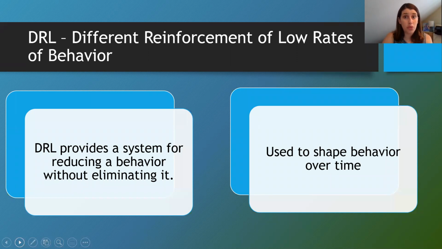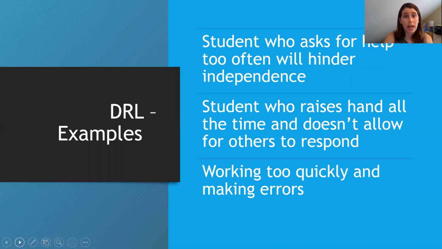DRL is differential reinforcement of low rates of behavior. It provides a system for reducing a behavior without eliminating it, and it's used to shape a behavior over time. A DRL example might be that you want to lower the rate of a student who asks for help too often because it may hinder their independence. You want to lower the rate of a student who raises their hand all the time and doesn't allow for others to respond. And you want to lower the rate of making errors if a student works too quickly.